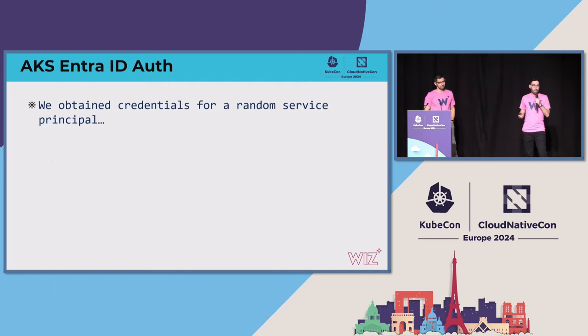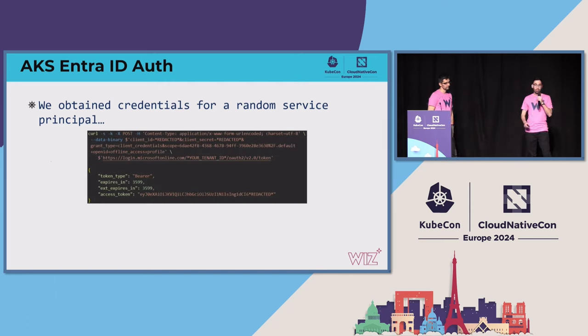So let's imagine we somehow obtained random service principal credentials in our directory. How will it look when we want to authenticate to perform some kind of operations on a cluster which is configured with Entra ID? We first will use those credentials to generate a token, which we'll then use against our cluster. And we can do this with the curl command.